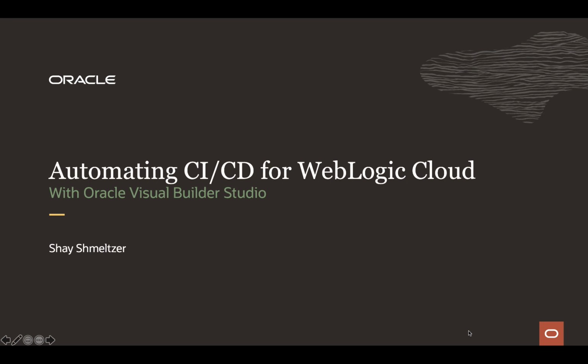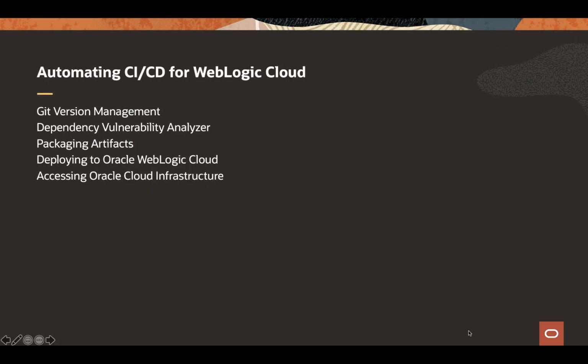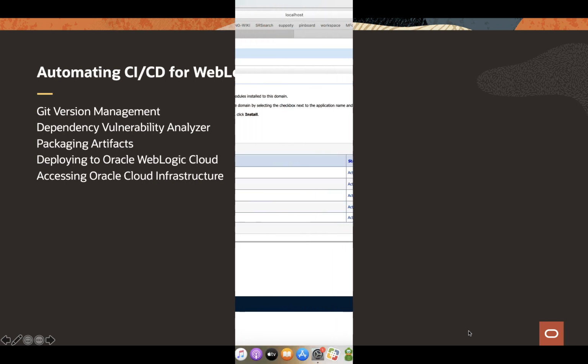Hi, welcome to this demo showing how to automate continuous integration and continuous delivery for WebLogic Cloud with Oracle Visual Builder Studio. My name is Shai Schmelzer. In this demonstration, we're going to show you how to manage the full lifecycle of your code, from managing the versions of the code in a Git repository, analyzing the code for any dependencies that have vulnerabilities in them, packaging artifacts, deploying those artifacts to WebLogic Cloud, all while accessing Oracle Cloud Infrastructure where the WebLogic is running.